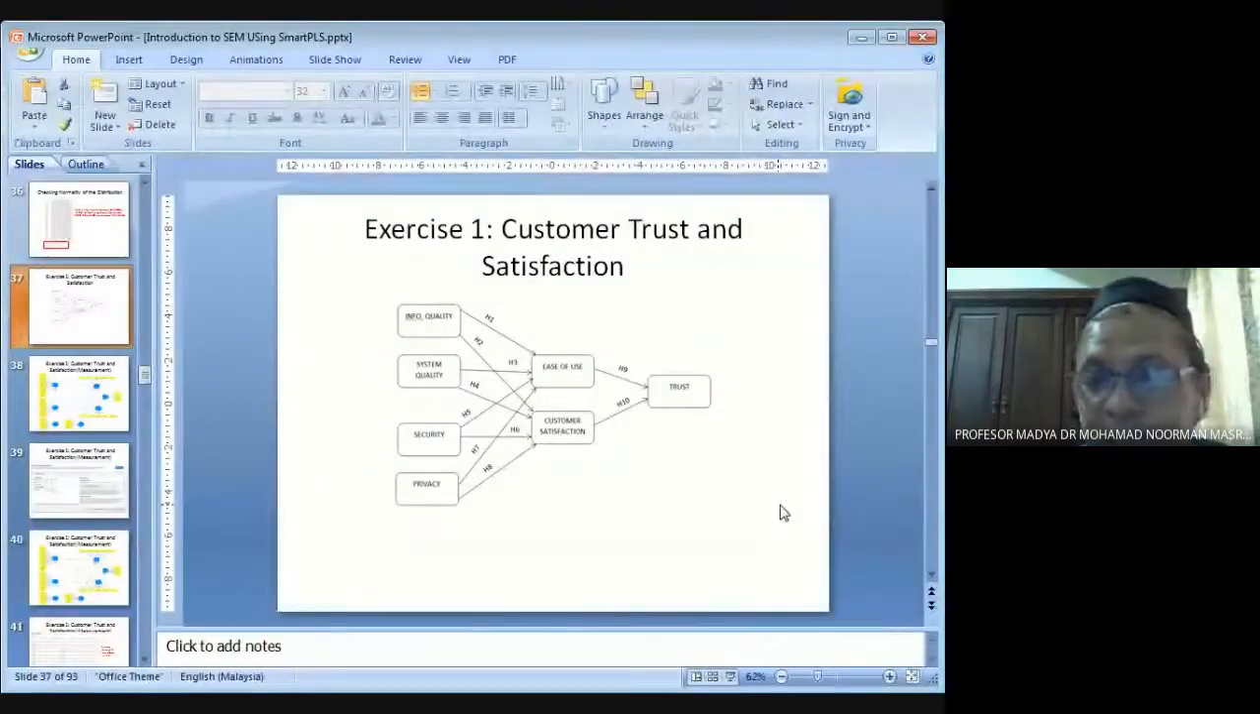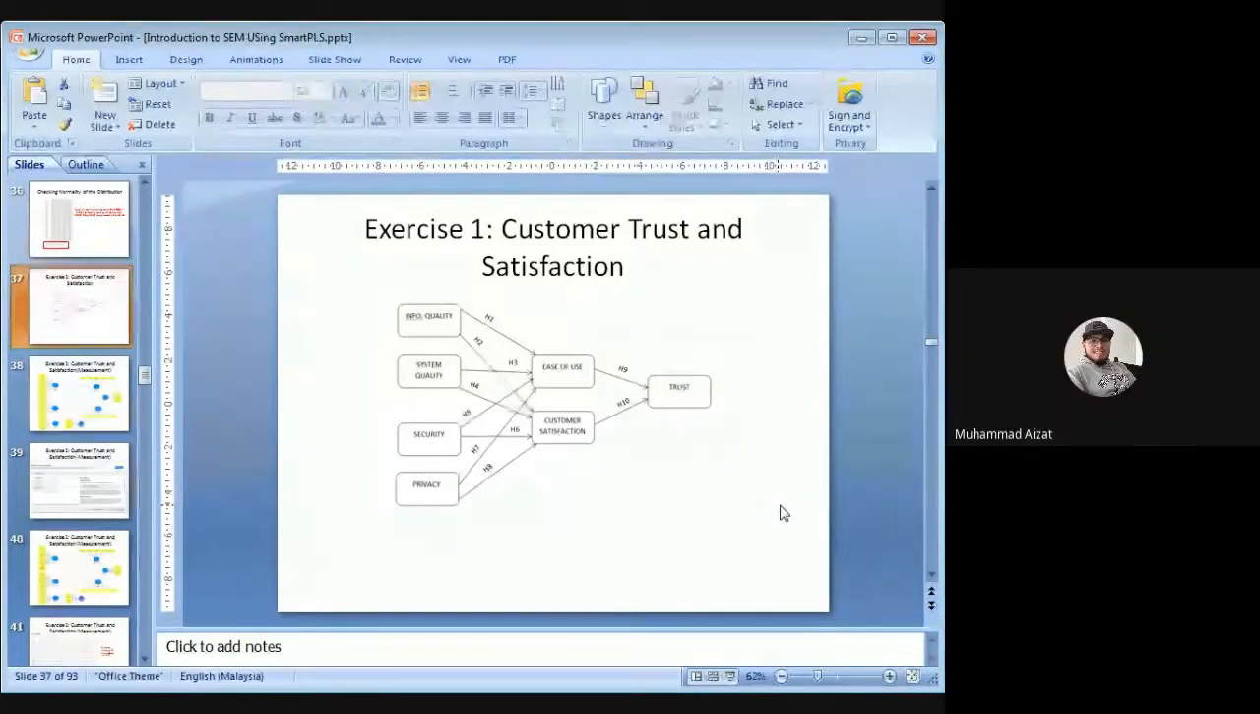Okay, everyone, can you all see my slide now? This is the slide that we used for the Smart PLS last 2 weeks, customer trust and satisfaction. Can you all see the slide? Yes, kind of.